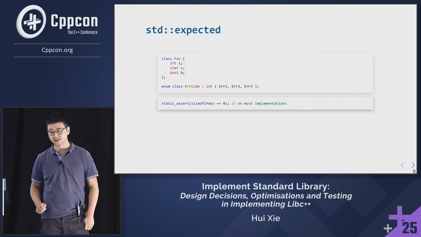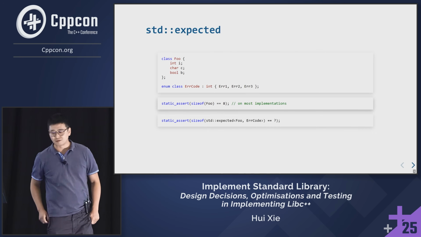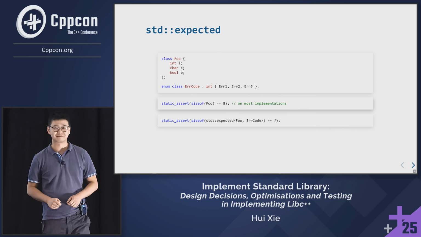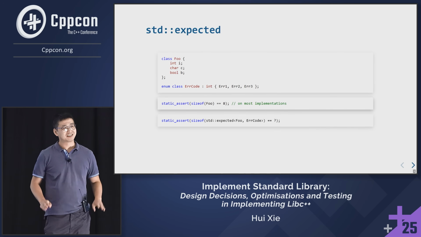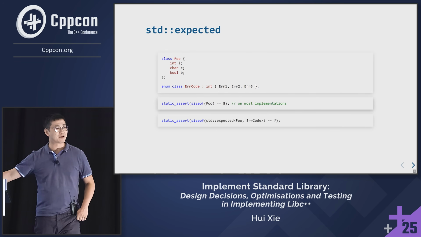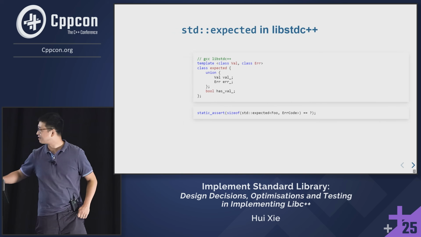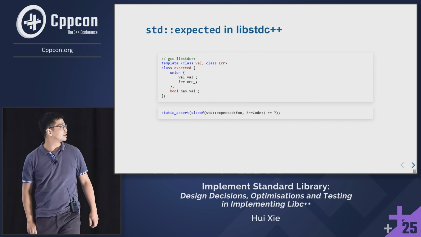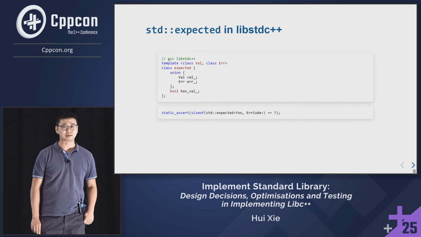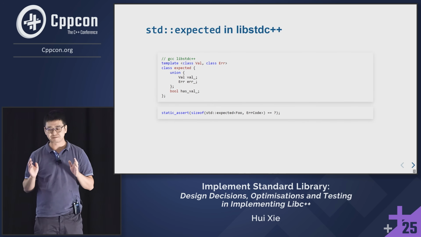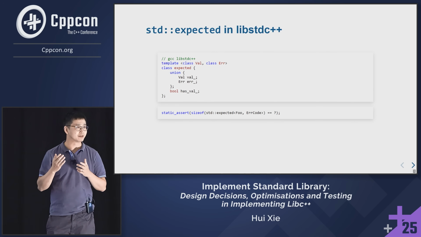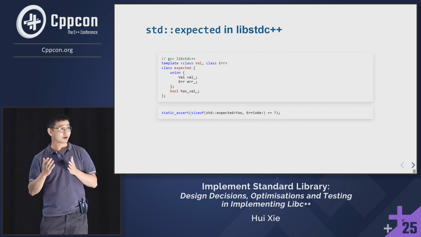That's a typical implementation. Another question is, what should be the size of std::expected of Foo and an error code? 16? Or 12? I think the answer is it depends on the implementation. Let's first look at the first implementation. This is the implementation in GCC's libstdc++. Basically, we have a union, which contains either a value or an error. And then we have another Boolean afterwards to tell whether we have an error or a value.